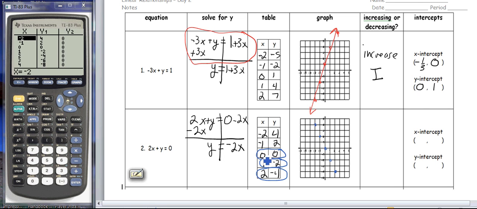This tells me where to go on my x-axis. This tells me where to go on my y-axis. I'm going to draw a line. And if you have a straight edge, go ahead and use it. Remember, put your arrows or it is not correct.